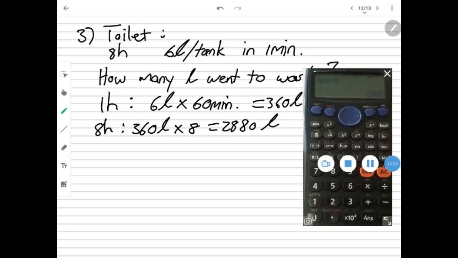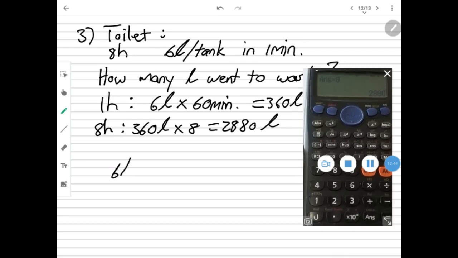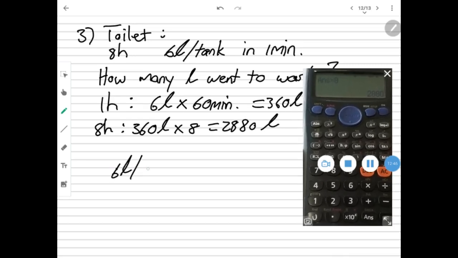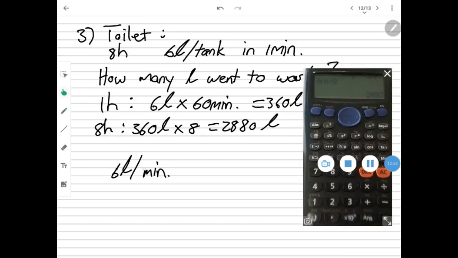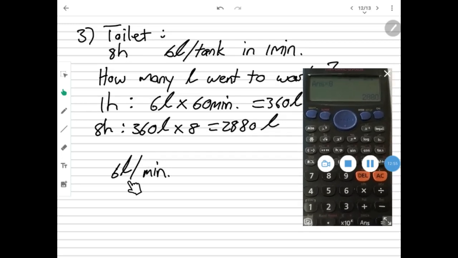Alright, okay, and this is also still part of rate. If we say the tank fills up 6 liters per minute, see, that's rate. We have that front slash again. Alright, that's rate.